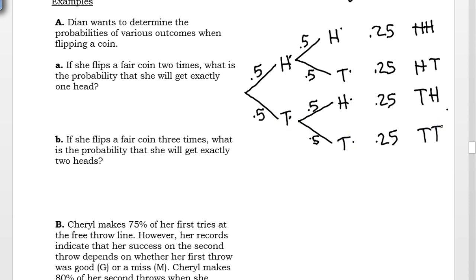So to answer the question that was asked, what's the probability that she'll get exactly 1 head, I would have to add together all of the outcomes that had 1 head. So here's 2 heads, here's 1 head, 0 heads. So I'm going to add together the ones that had 1 head, 0.25 and 0.25. That's a 0.5. 50% chance of getting exactly 1 head when flipping a coin 2 times.